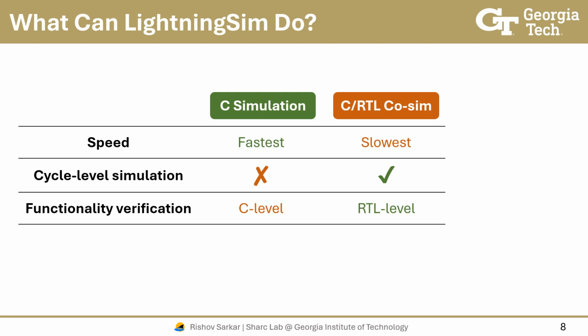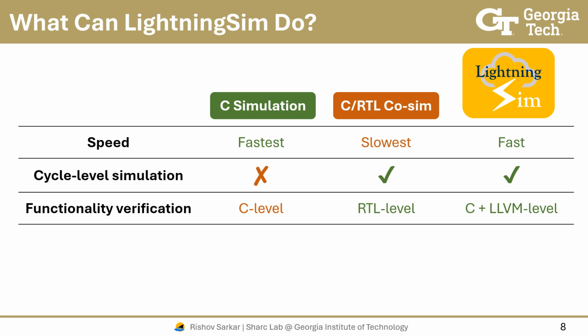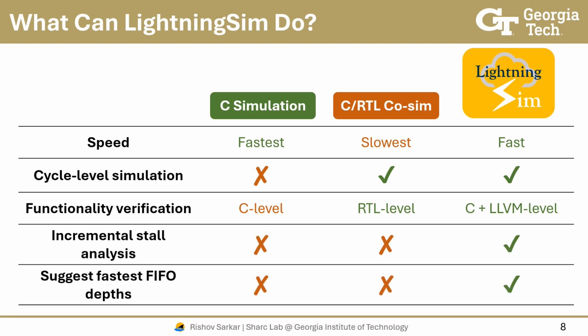In contrast to C simulation and C RTL co-simulation, Lightning Sim achieves fast simulation that provides latency estimates at the cycle level and deeper functionality verification than C simulation alone, while also introducing novel features never seen before, like incremental stall analysis for data flow designs when you change FIFO depths, as well as suggesting the fastest FIFO depths of your data flow designs.